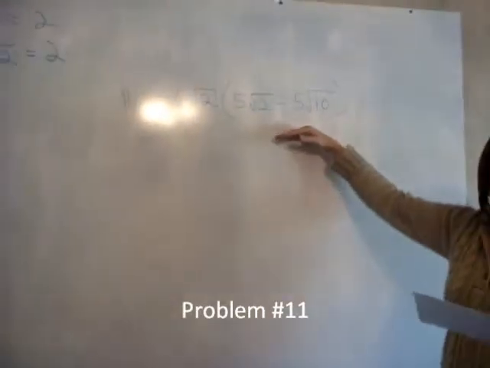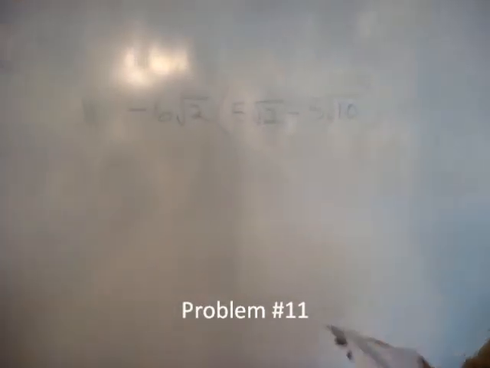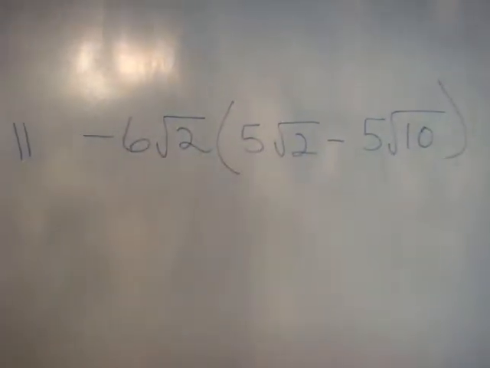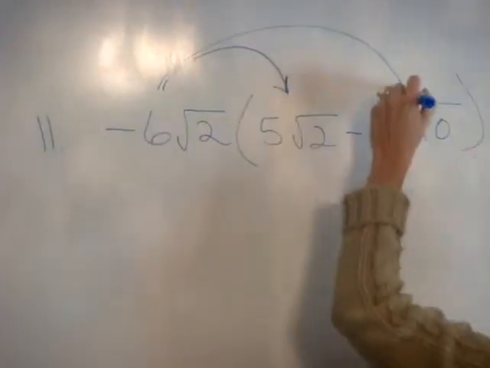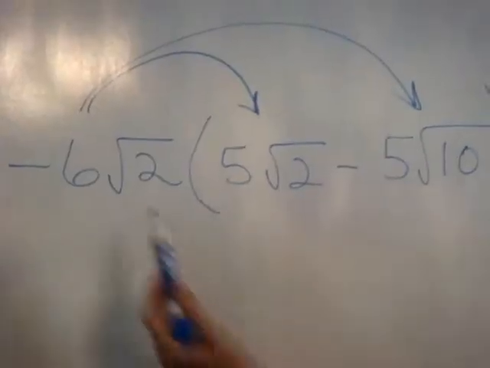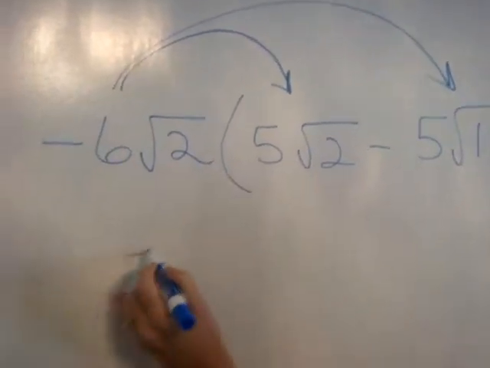Alright, let's move to the next one. Number 11 is very similar. It's almost the same problem. I'm surprised they have something so similar on the test. Okay, we're going to do the same thing. We're going to take this times this and this times this. It's the distributive property. Negative 6 times 5 is negative 30.